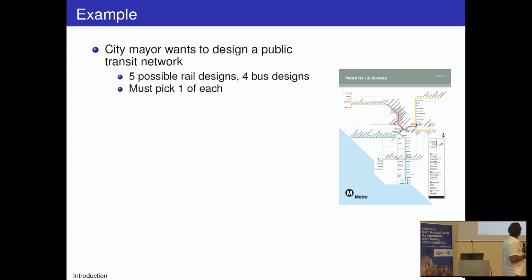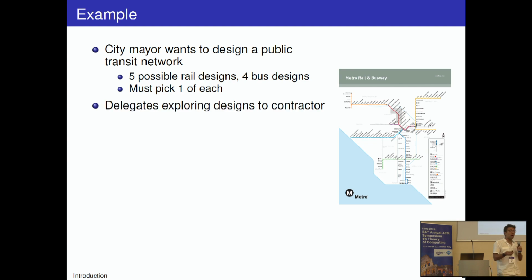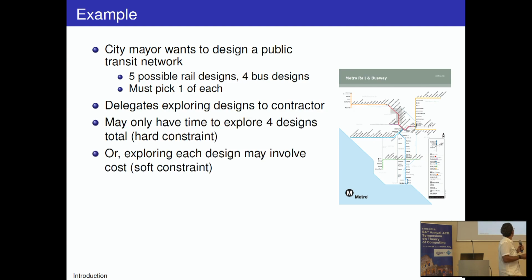Let's say you're a mayor of a city and you want to design a public transportation network. There's a rail network and a bus network you need to design. Maybe there's 5 designs for one, 4 designs for the other. You must pick one of each. Okay? So you could delegate this to a contractor who'll collect data and explore some of the designs and suggest them to you. But maybe that contractor has limited time. Maybe it can explore 4 designs total, maybe 2 bus networks and 2 rail networks, and they'll strategically choose which to explore, right? Or maybe there's a soft constraint where exploring each design incurs a cost that you know. Okay?